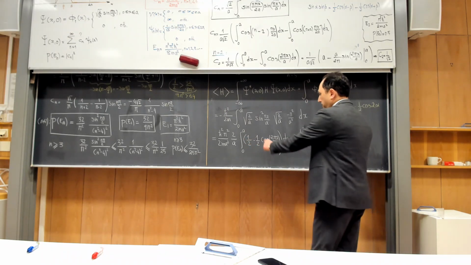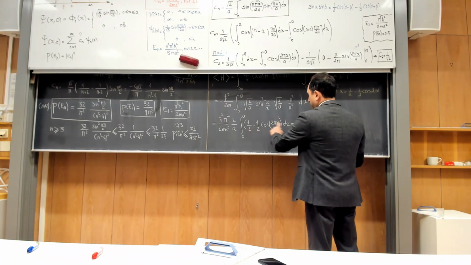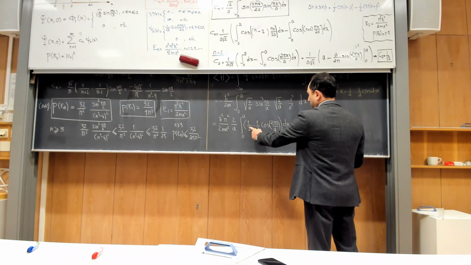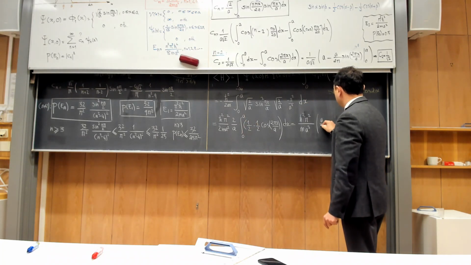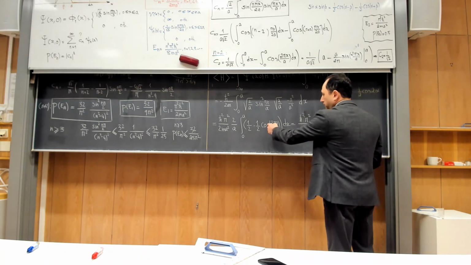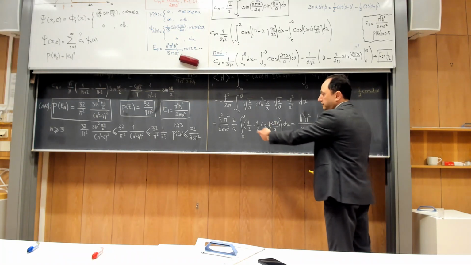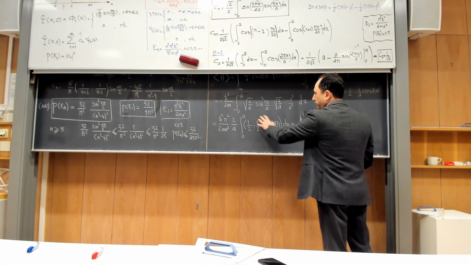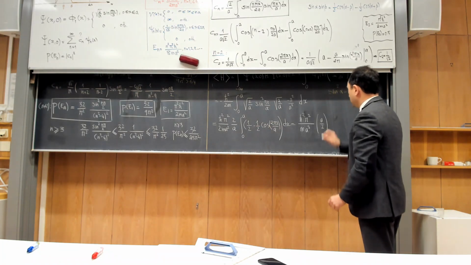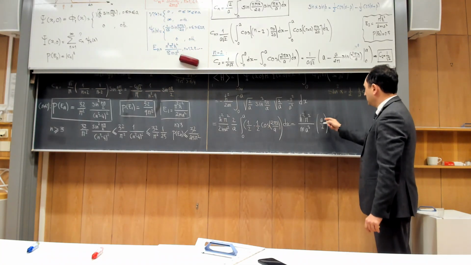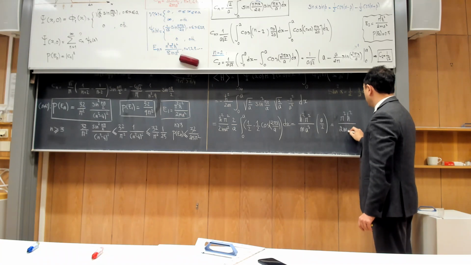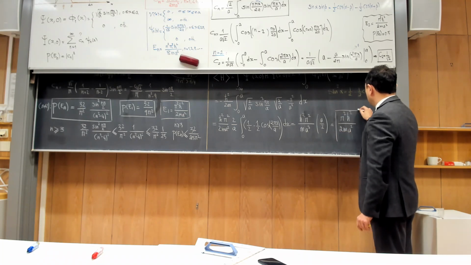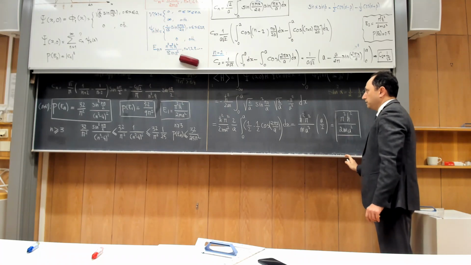Yes? But then the integral of 1 over 2 is 1 over 2 x from 0 to a. It becomes a over 2. But this integral becomes a sine function from 0 to a. For both limits, that becomes 0. So that is the end of the problem. And then this a and that a are simplified, so it becomes pi squared h bar squared divided by 2ma squared. So that is the exact expectation value that I get from here.